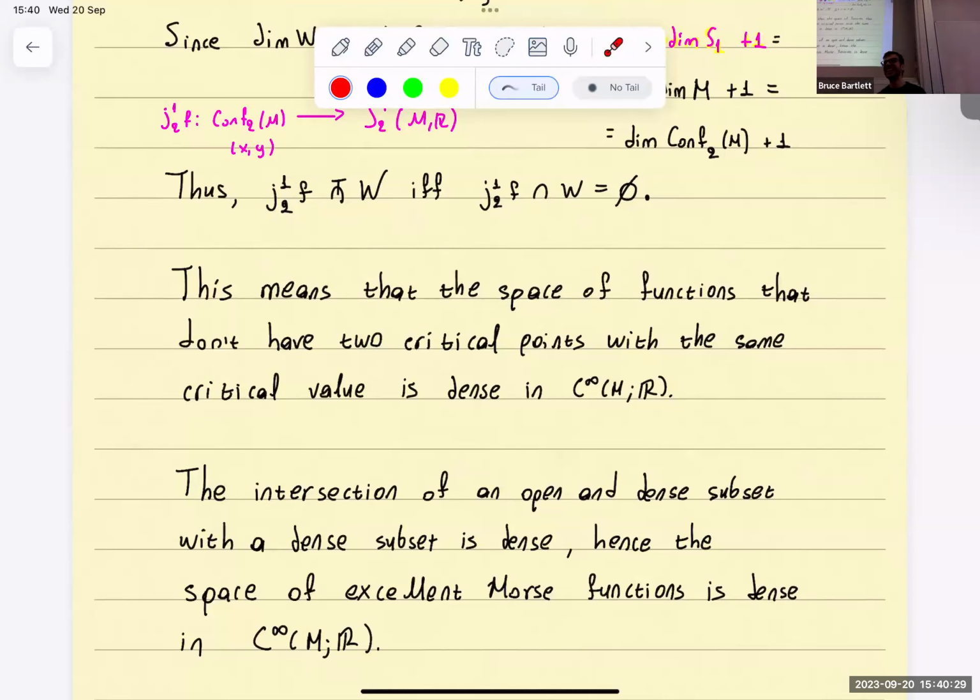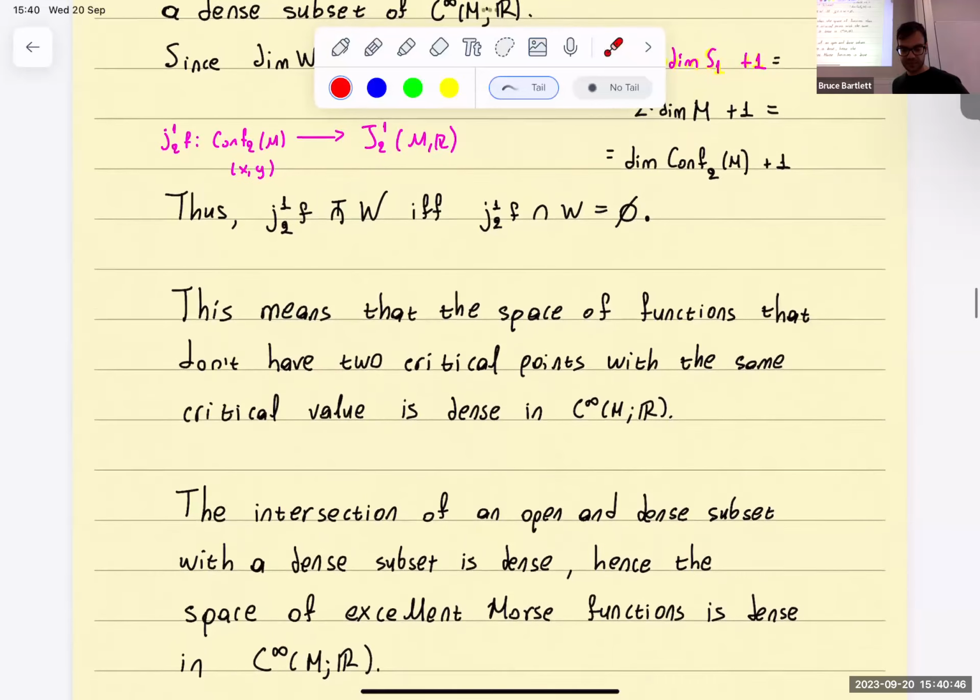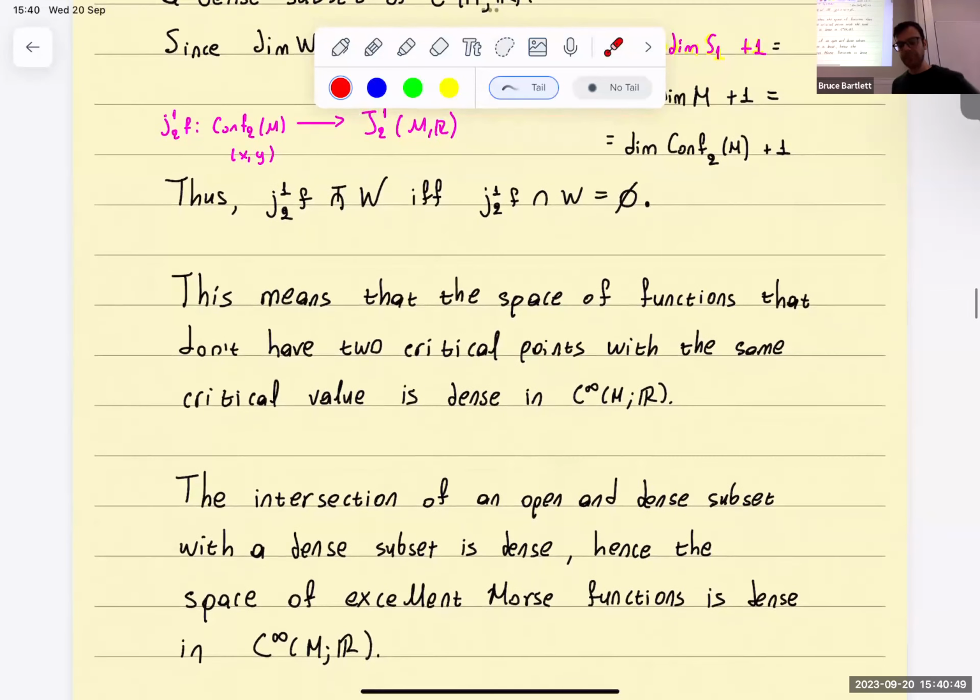Love it. Yeah, no, sorry. Look, I'm reading this sentence. Which sentence? This one, of the function that doesn't have two critical points. Yeah.